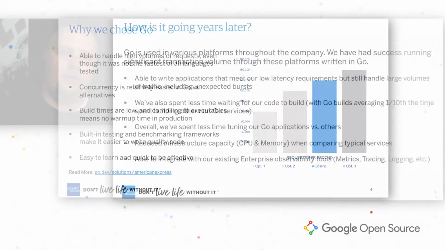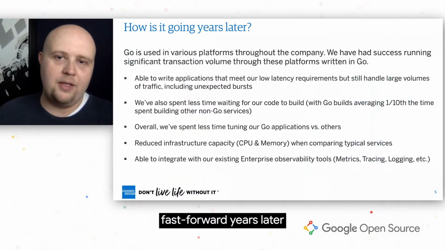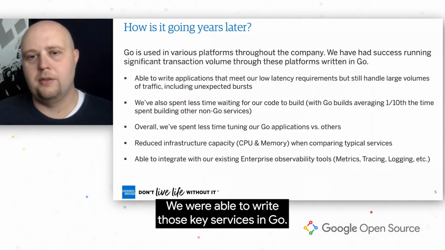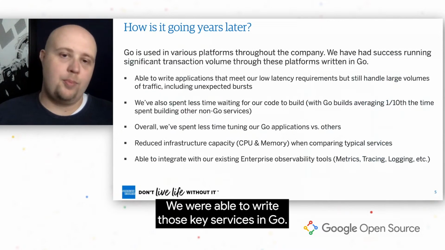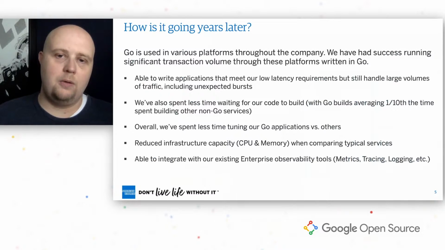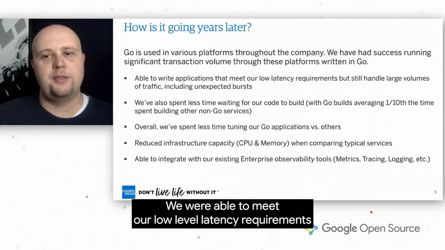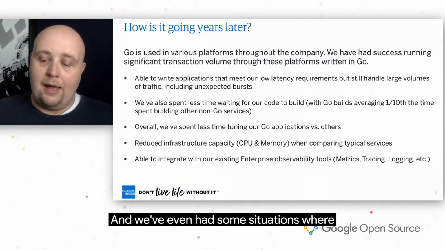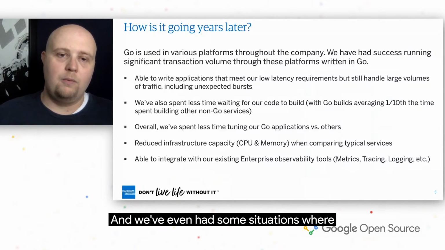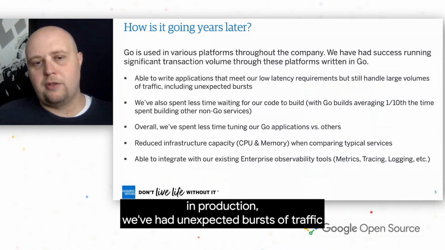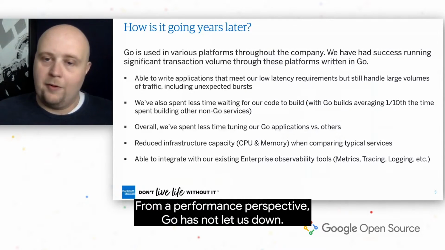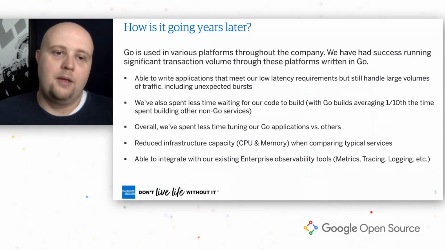Now, fast forward, years later, we're running Go in production. We were able to write those key services in Go. We were able to meet our low latency requirements and handle the large volumes that we were looking at. And we've even had some situations where in production, we've had unexpected bursts of traffic, and we've been able to scale to meet those needs. And it's been great. From a performance perspective, Go's not let us down.